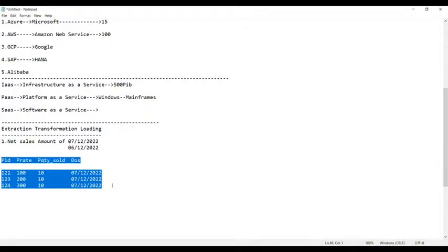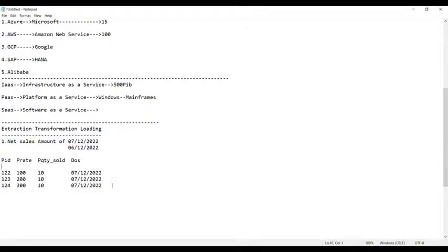Now guys, let us do one thing. I have another day's data, that is the 6th day's data. Let us just change the date here. Can you see it? This is the data we have.